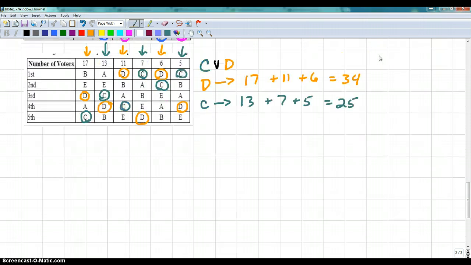In the pairwise comparison of C and D, we'll see that D ends up with 34 votes, C ends up with 25 votes, so that means that D will get 1 point and C will get no points, and we will add that to the total tally.